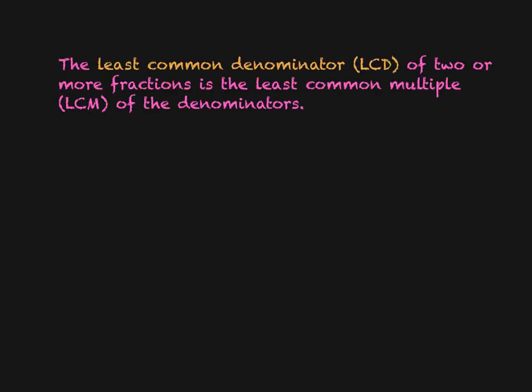The least common denominator, or LCD, not to be confused with least common multiple, but the least common denominator of 2 or more fractions is the least common multiple of the denominators. So this can help and provide another method for adding and subtracting fractions with unlike denominators. So the good news is if we do it this method, then what happens is we don't have to do any simplifying. We'll find the simplest term.